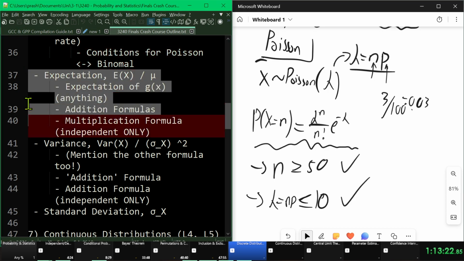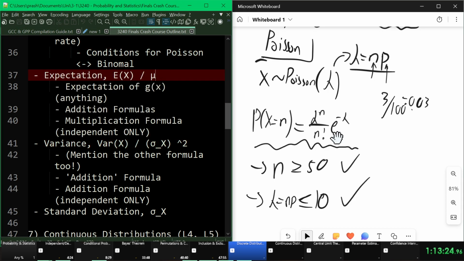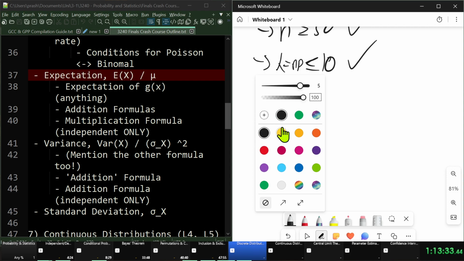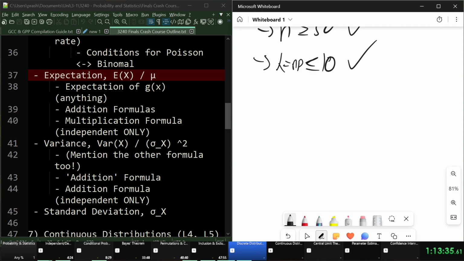Then we have expectation. Here we're using a discrete variable. First of all, expectation and mean are the exact same thing. There is literally no difference between the words expectation and mean. So expectation of a certain random variable is the same as the mean of a certain variable.